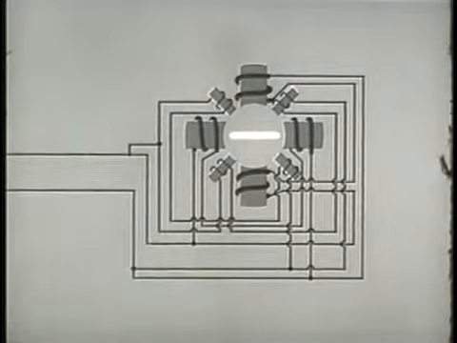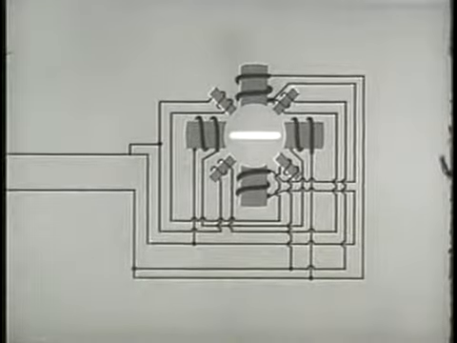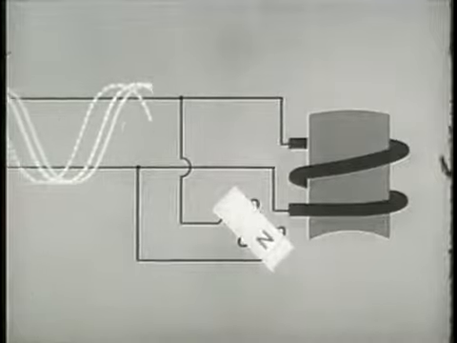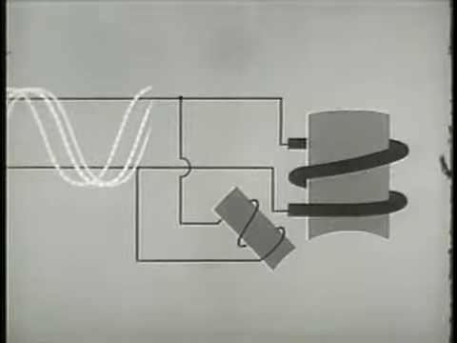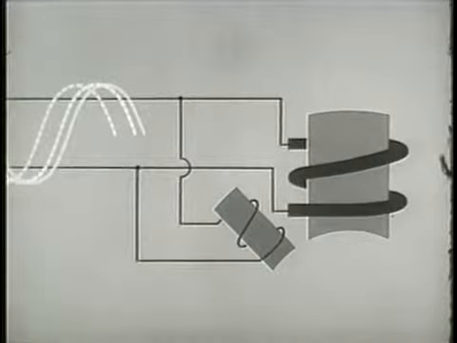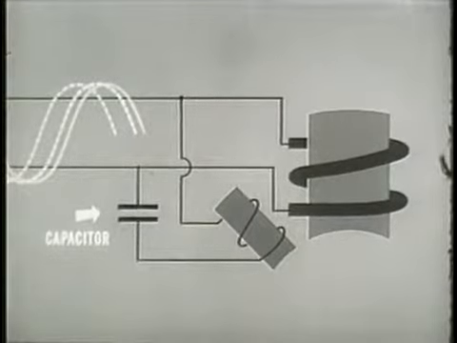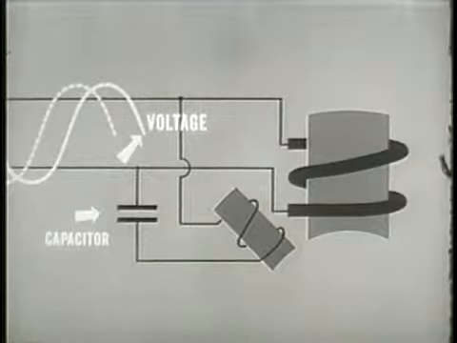A third method for starting single-phase induction motors is the use of starter windings with high-capacity electrolytic capacitors. We saw in our last example how a phase difference was developed by the use of starter windings. Now, when a capacitor is added in series with a starter winding, it offsets the inductance, causing an even greater phase shift between the two currents.